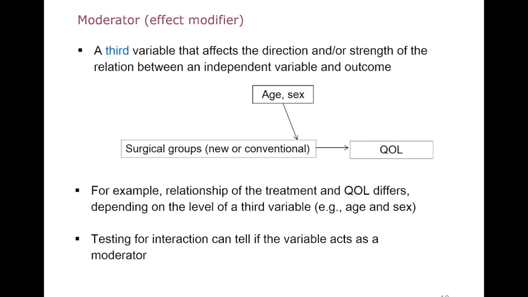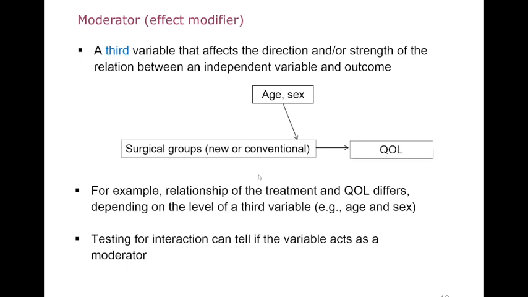A moderator is a third variable that affects the direction and/or strength of the relation between an independent variable and outcome. Let's look at this diagram again. So I have a relationship here, and think about age and sex as the third variable that affects the direction and the strength of the relationship between this independent variable, exposure, and outcome.